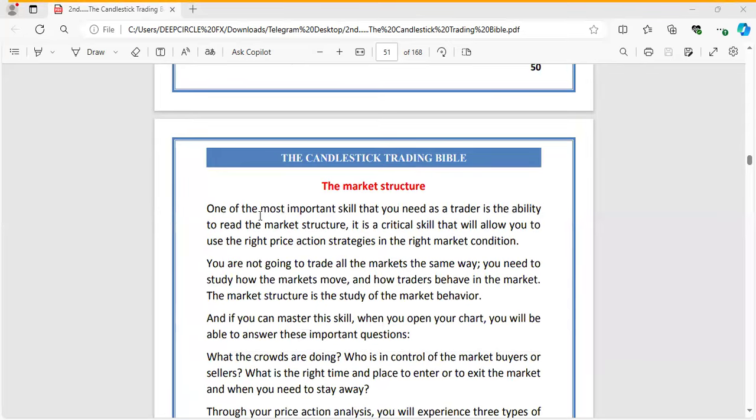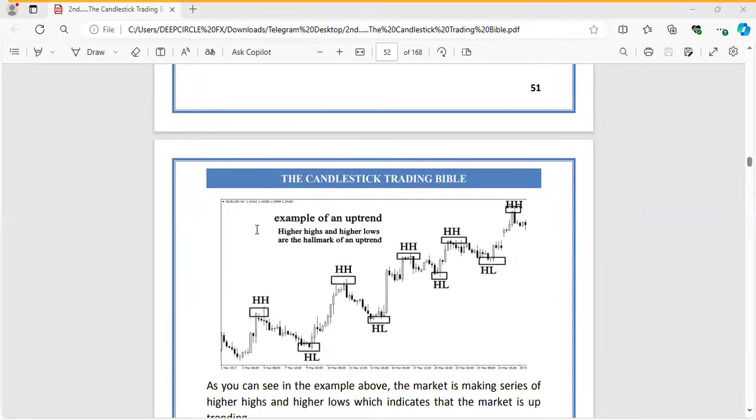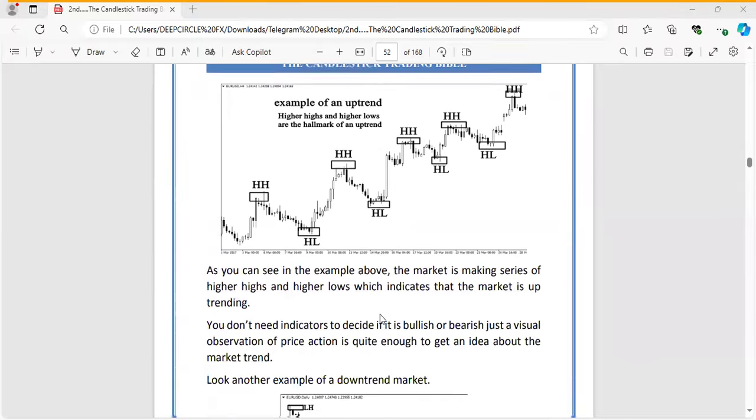So here we are now at the market structure. Market structure, now we're just still talking about the outlook of the market, whether it's a trending market or something else. So this is what a trending market will look like. You should draw trend lines. Your trend lines should touch these points. As you can see, we'll be having a high, high, low, high, low, high, low, high, low, high. So this is a typical example of a trending market.